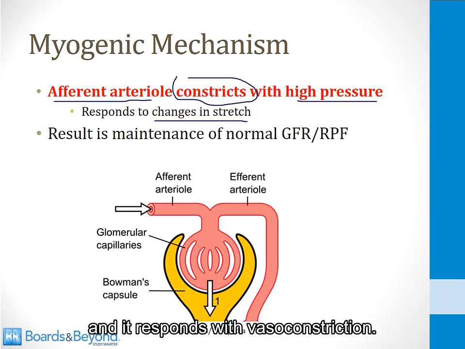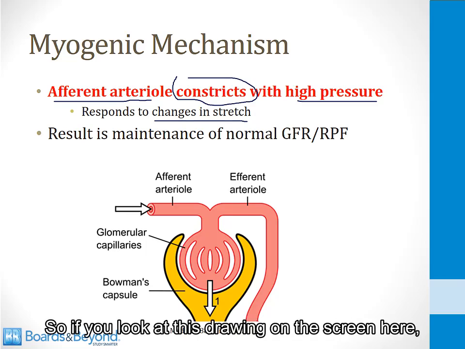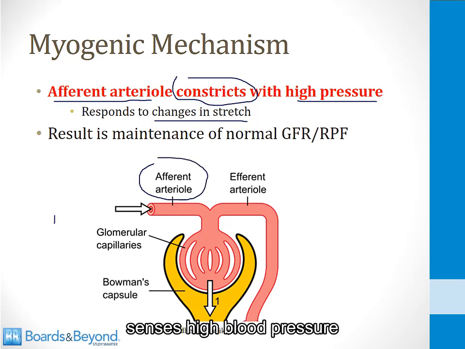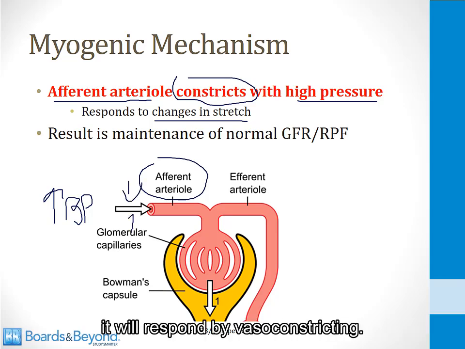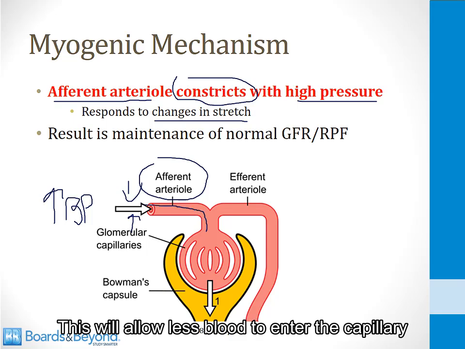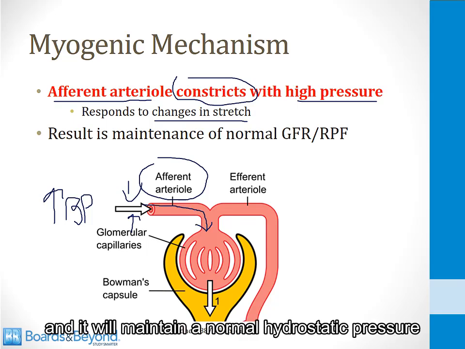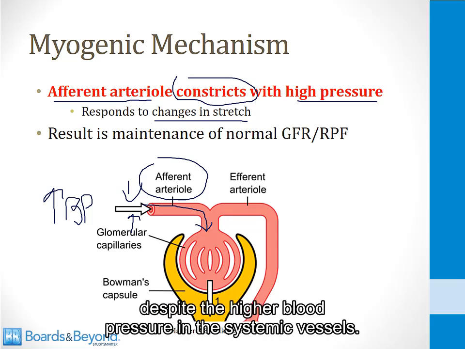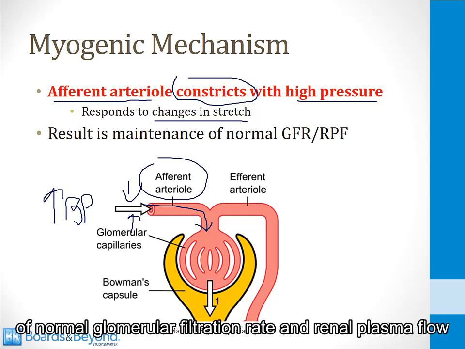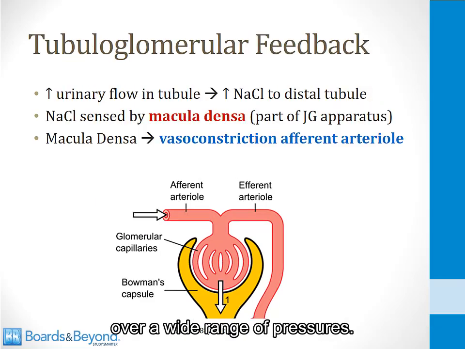with vasoconstriction. So if we look at this drawing on the screen here, imagine that the afferent arteriole senses high blood pressure coming from the renal arteries in the vascular system. It will respond by vasoconstricting. This will allow less blood to enter the capillary, and it will maintain a normal hydrostatic pressure in the glomerular capillary despite the higher blood pressure in the systemic vessels. And the result is maintenance of normal glomerular filtration rate and renal plasma flow over a wide range of pressures.